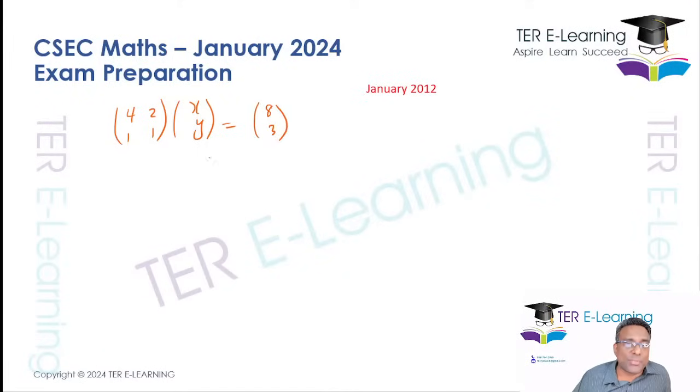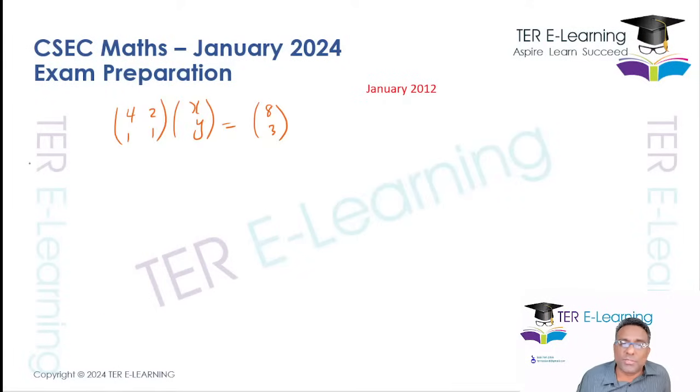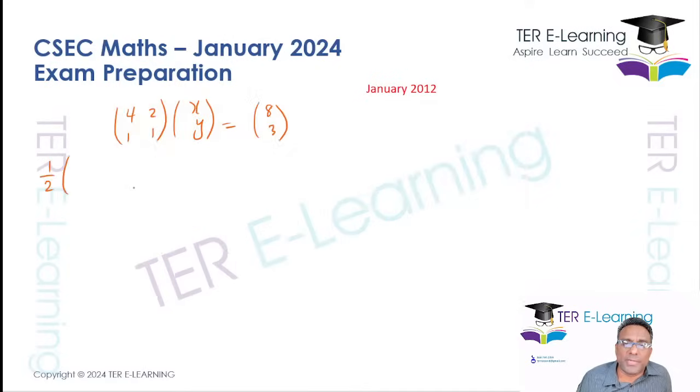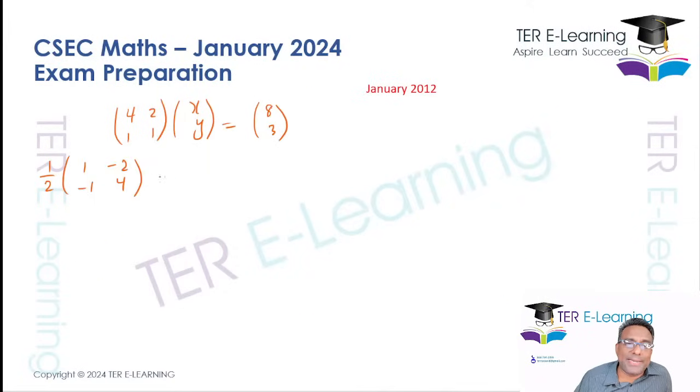Now we just worked out the inverse of the matrix. Anytime I'm working a question like this, I normally tell my students not to work with the fractions, but to work with this inverse instead. So you multiply both sides of the equation by the inverse: a half, 1, minus 2, minus 1, 4. You multiply the left-hand side and the right-hand side of this equation by the inverse.